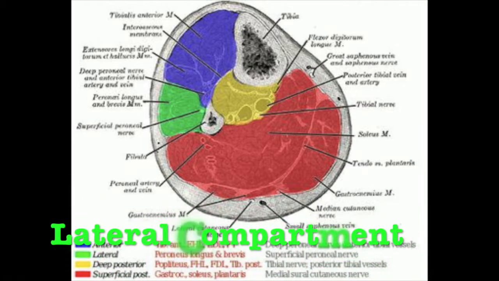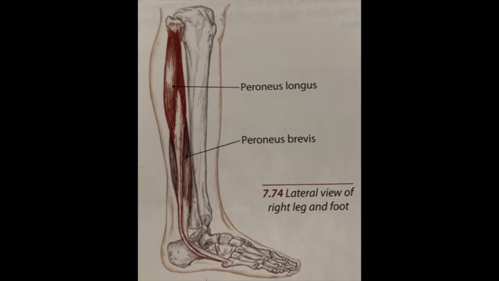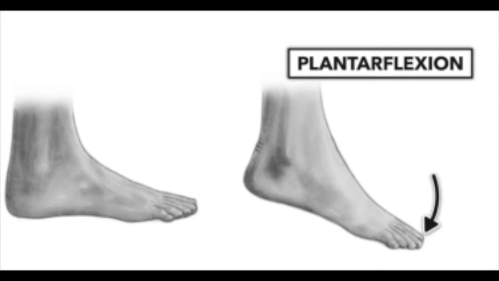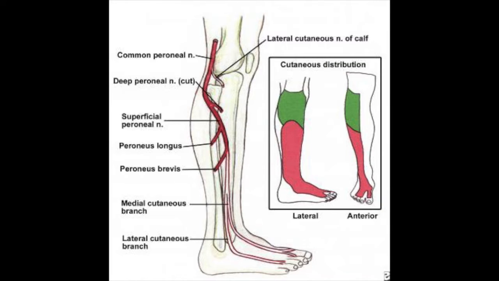The lateral compartment of the lower leg contains 2 muscles, the peroneus longus and peroneus brevis. The tendons of these muscles are superficial and can be palpated behind the lateral malleolus along the side of the heel. They are responsible for foot eversion, which occurs when you turn your foot outwards. These muscles also assist in plantar flexion of the ankle, which occurs when you walk on your tippy toes. The peroneus longus and brevis of the lateral compartment are innervated by the superficial peroneal nerve.